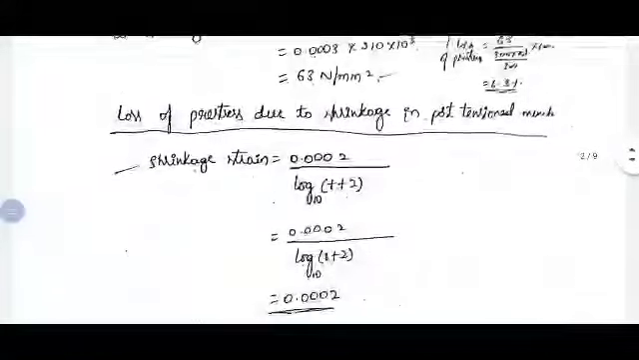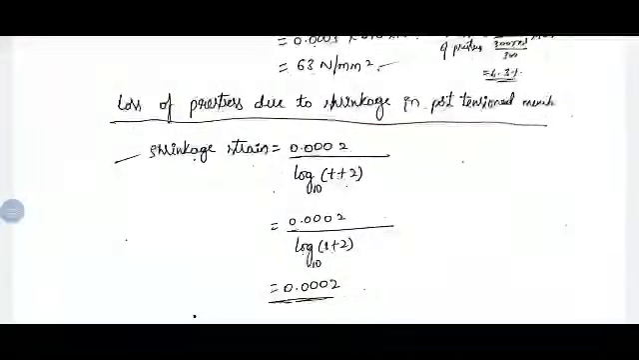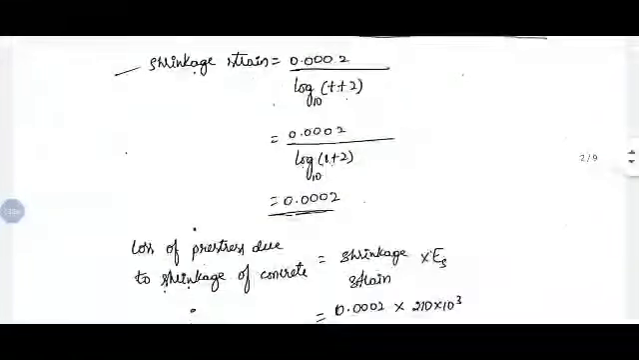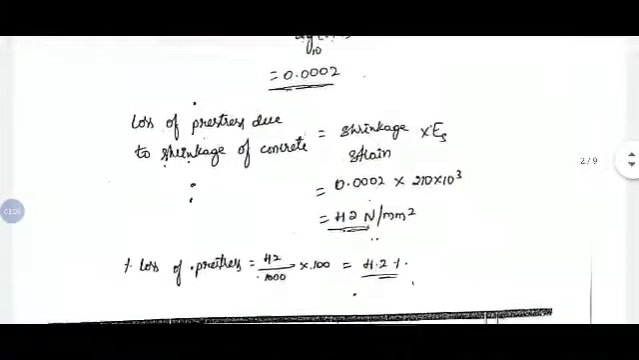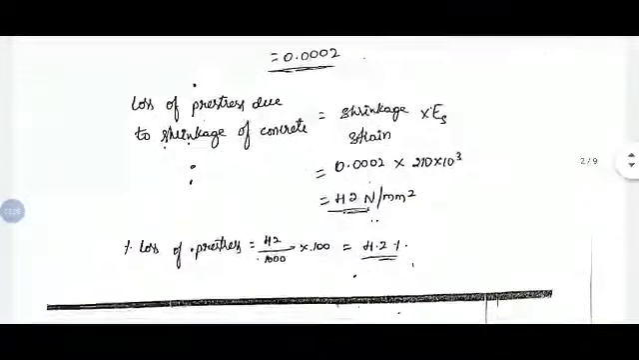Similarly, loss of prestress due to shrinkage in post-tension member. Again, by using the IS 1343 code book, shrinkage strain is given by 0.0002 upon log of (T plus 2) by 10, with base 10. So T is given as 8 days for transfer. Substitute 8 in place of T, and you will get the shrinkage strain. Then again substitute in shrinkage strain, find out, you will get 42 Newton per mm square, and then the percentage of loss.